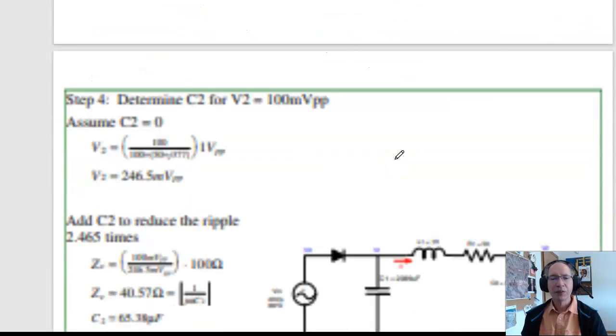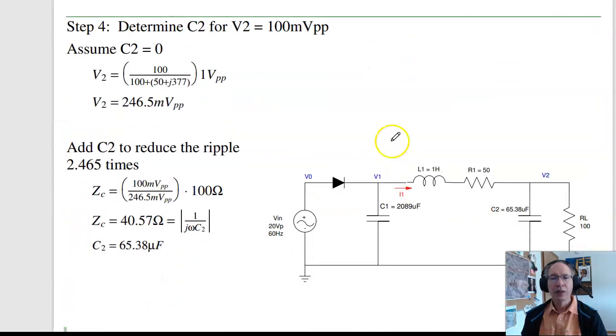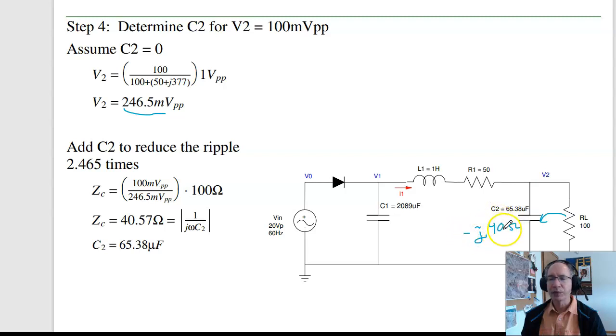Now to find C2, first assume C2 equals 0 and find the ripple at V2. That'll be 100 over the total resistance times 1 volt peak to peak, 246 millivolts peak to peak. I want it to be 100 millivolts peak to peak, or 2.4 times smaller, so choose C to be 2.4 times smaller than RL. So this is 100 ohms, I want that to be 40 ohms. And actually it's going to be minus j 40 ohms, because that's a capacitor.